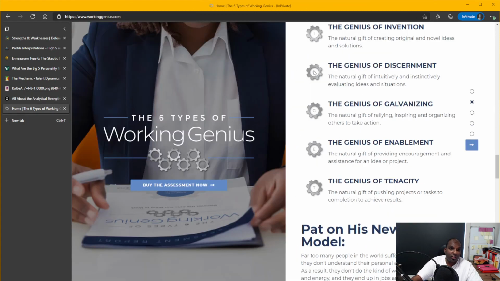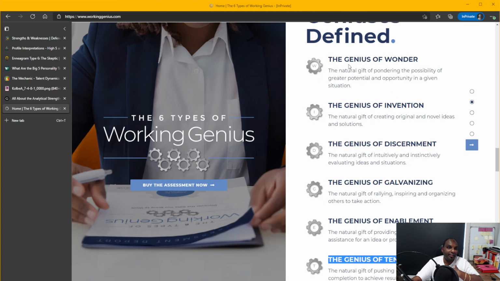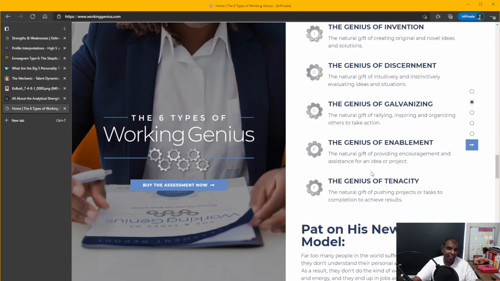And then Working Genius, again, as I said, is something new that I've gotten into. Let's say, for example, if you have high tenacity, you're the kind of person who someone like me needs, because I'm very high up here and I have a tendency to start things and ponder and think, oh, what if we can get this done? But I need someone like you with high tenacity and high enablement to ensure that the projects get done, and get done to timelines, get done to specs.